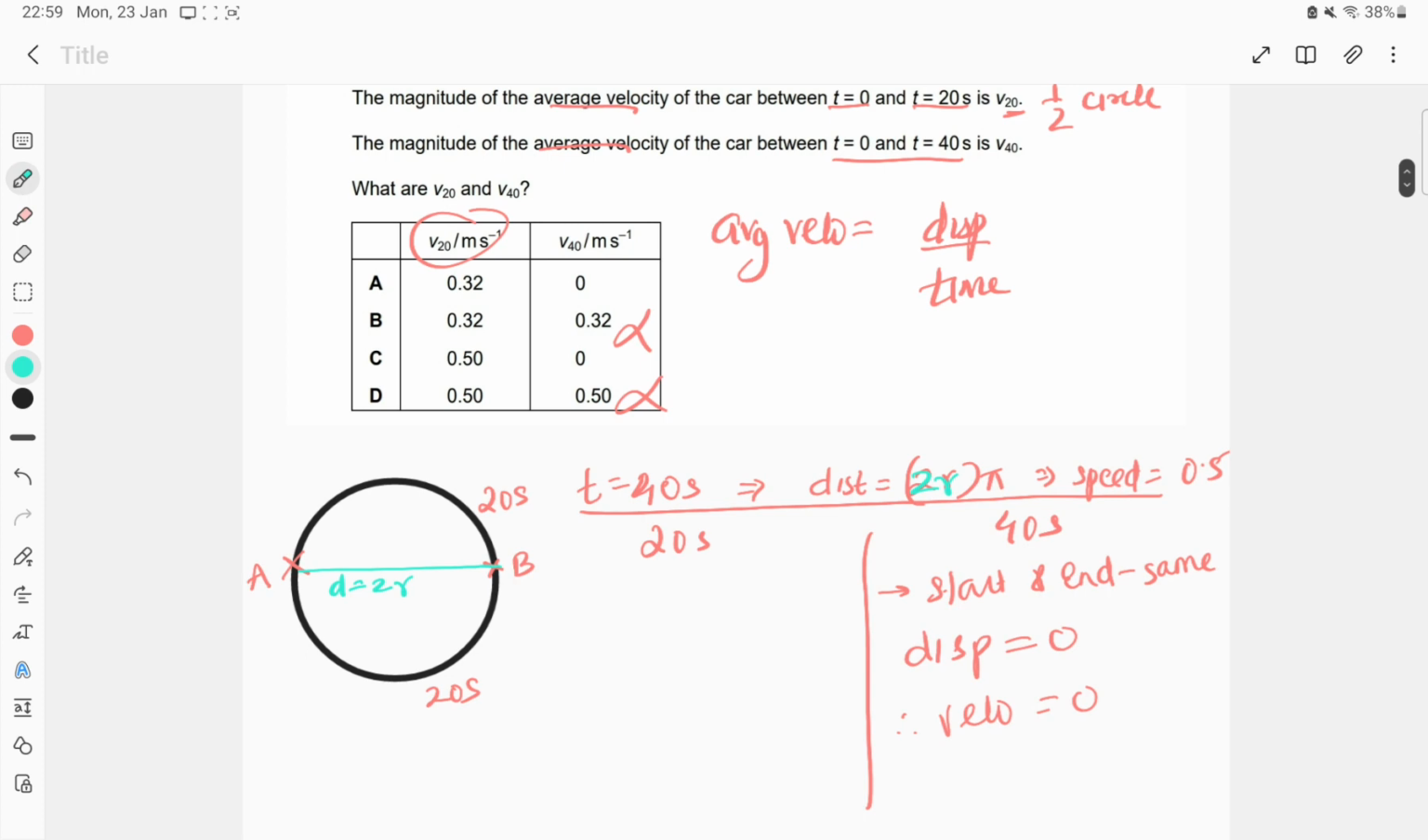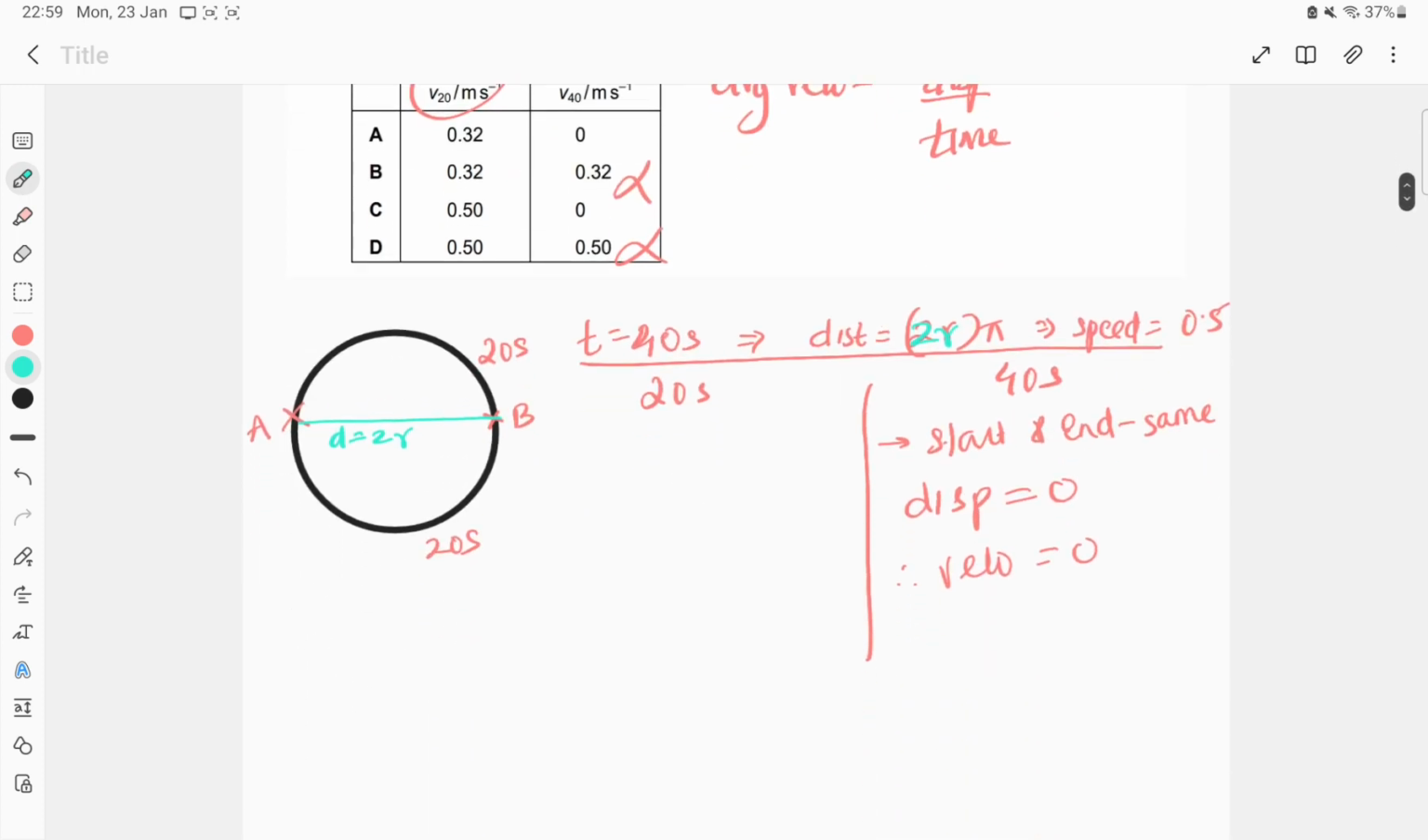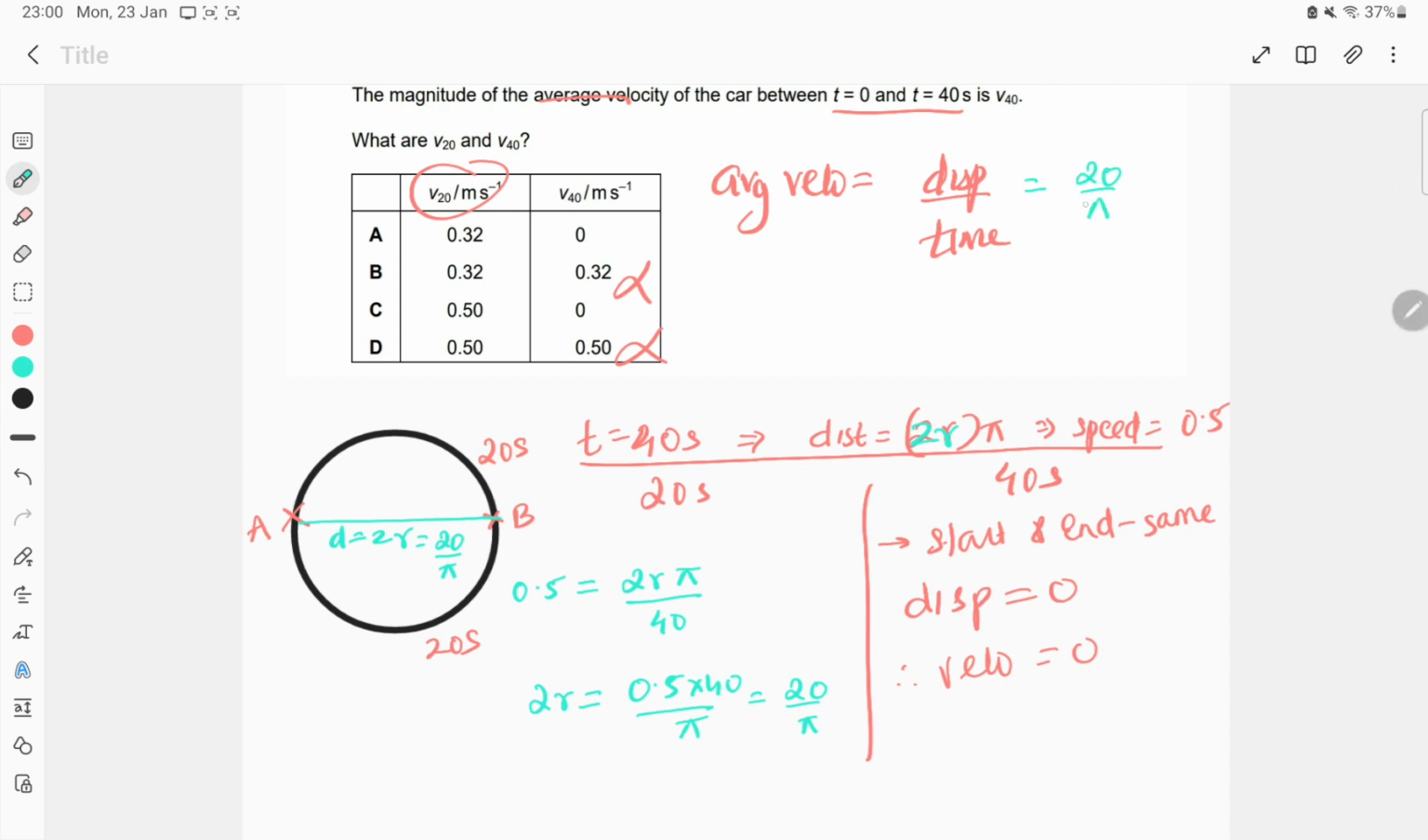To find my displacement, or my diameter, I go back to the first line. They have given me that it is traveling with a constant speed, which means speed is distance traveled, the total circumference, 2r times pi, upon the total time taken, which is 40. And this speed they have given me as 0.5. So my 2r becomes 0.5 times 40 over pi, which is 20 by pi. So this displacement is 20 by pi. Now once I know the displacement, I just put it in the formula: 20 by pi divided by the time, which is 20 seconds. So average velocity comes out to be 1 by pi. Use your calculator, get the answer as A.